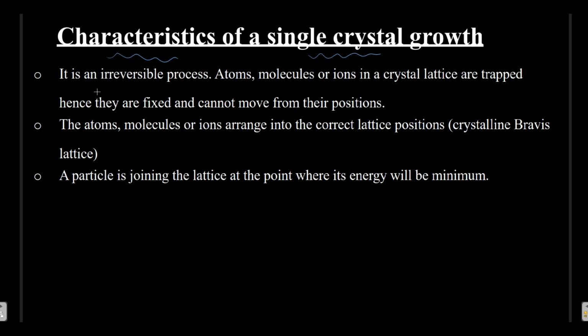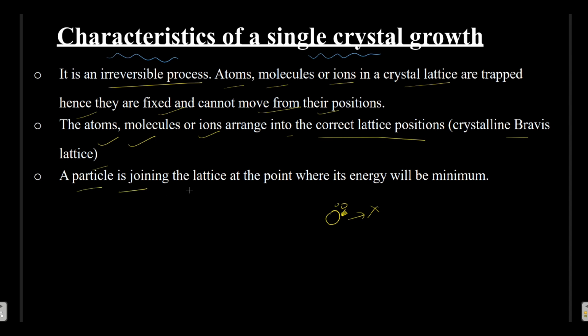So the first one is that it is an irreversible process. That means the crystals once formed cannot be reversed back to their original constituents. Atoms, molecules, or ions in a crystal lattice are trapped, hence they are fixed and cannot move from their position. So, when some atoms or ions come near the pre-existing crystal, they are trapped and cannot move at all. The atoms, molecules, or ions are arranged into the correct lattice position, that is the Bravais lattice. So they will be arranged in a correct lattice position in some geometrical form.